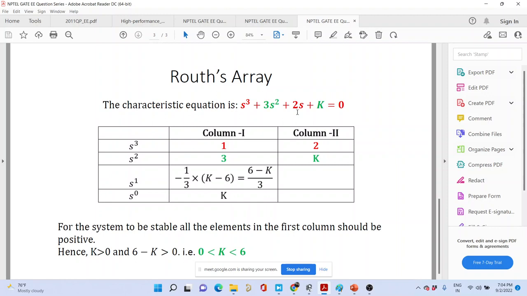Yes, sir. So Routh array, what is the need for any other method? Why then did the Nyquist plot and the Nyquist stability criteria come into the scenario? Is Routh array enough, or is there something which Routh array is missing? What do you think?